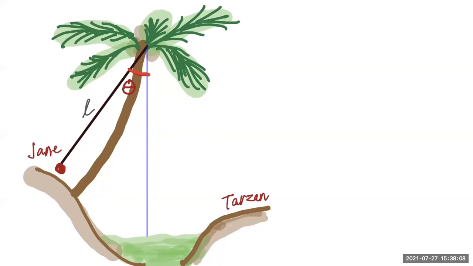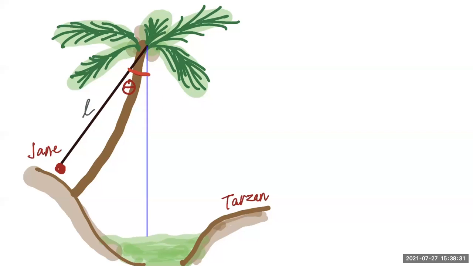So the situation is like this. Jane is on one side of the river and Tarzan is on the other side. It turns out that Tarzan was in trouble. So Jane needs to get across the river in order to save Tarzan. But there's a problem. And the problem is the river is infested with alligators. So it's not a good idea for Jane to swim over.